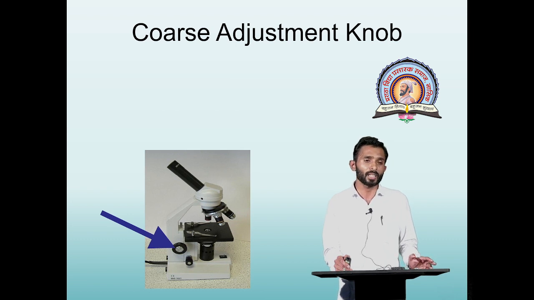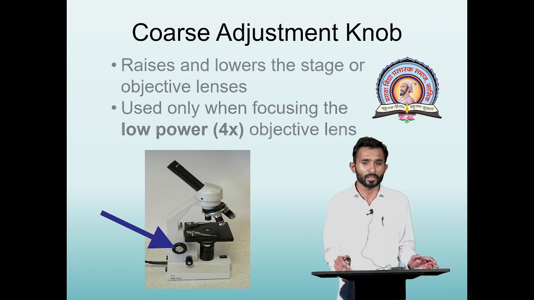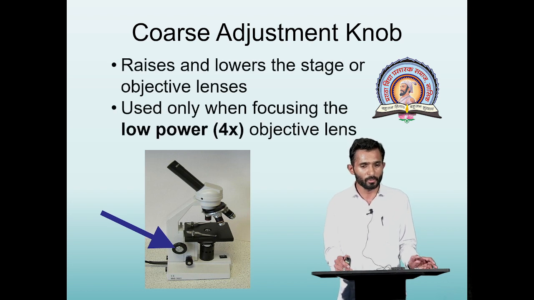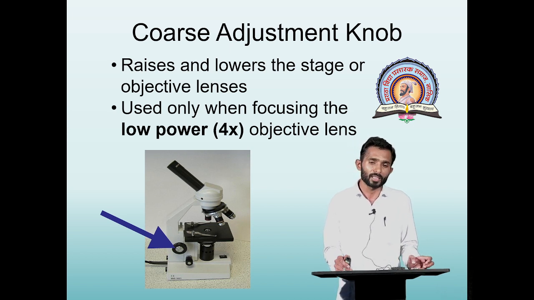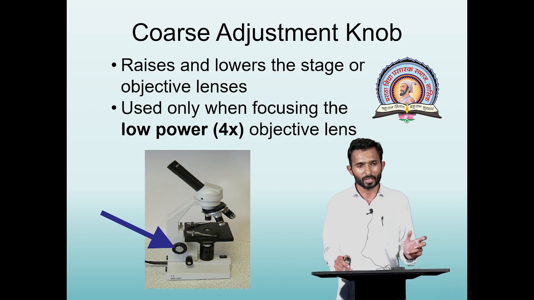Now there are different kinds of adjustment knobs. The rough adjustment is simply what we call the coarse adjustment. We lower and focus the particular object with the help of the coarse adjustment knob, which simply raises and lowers the stage or the objective lenses.